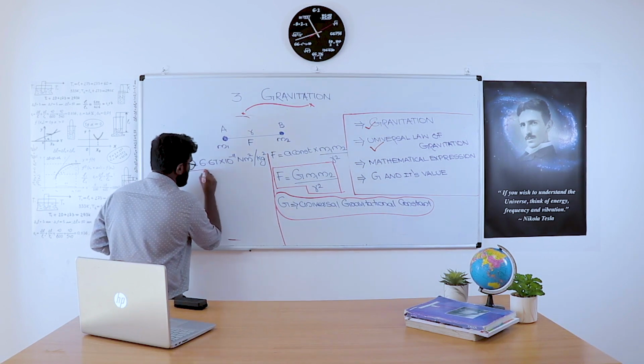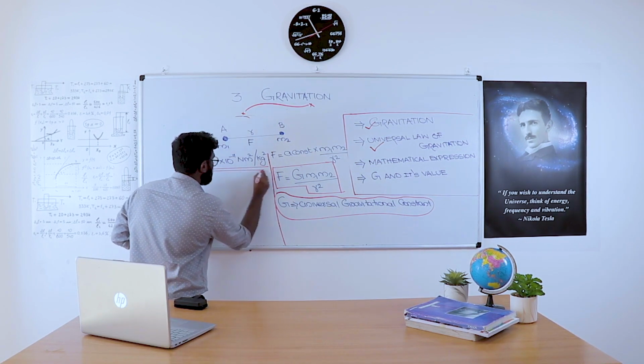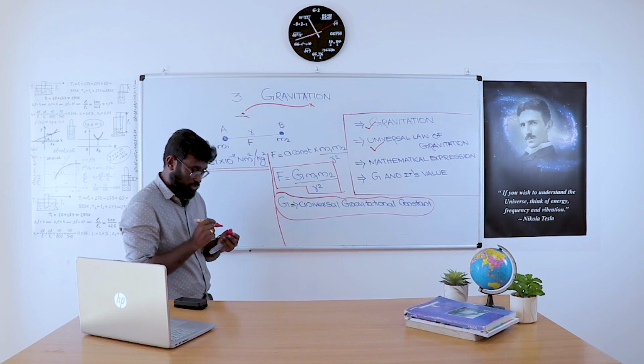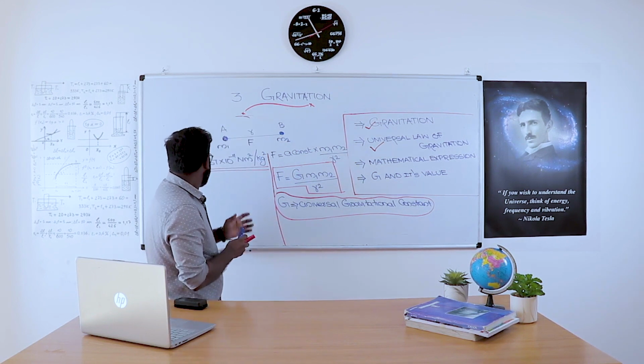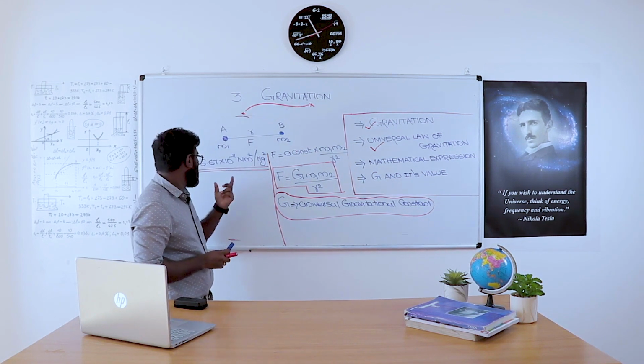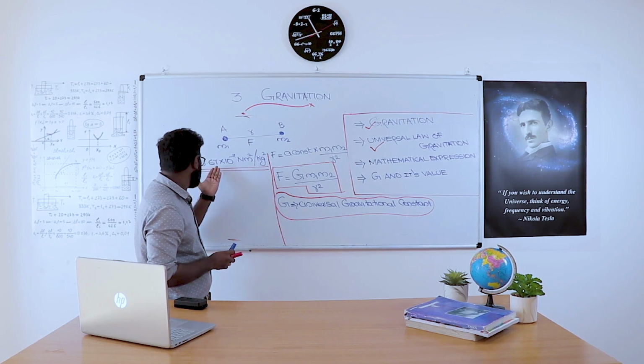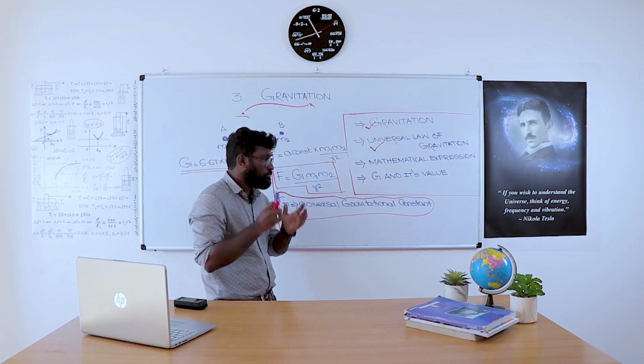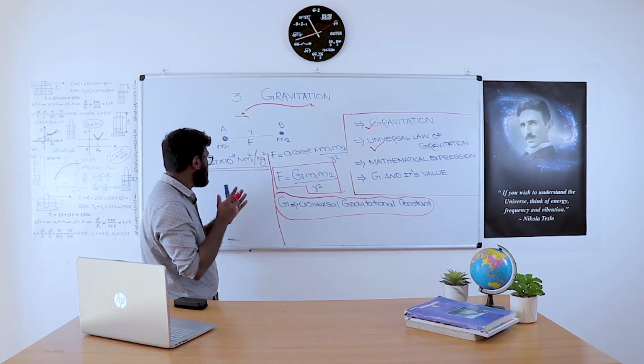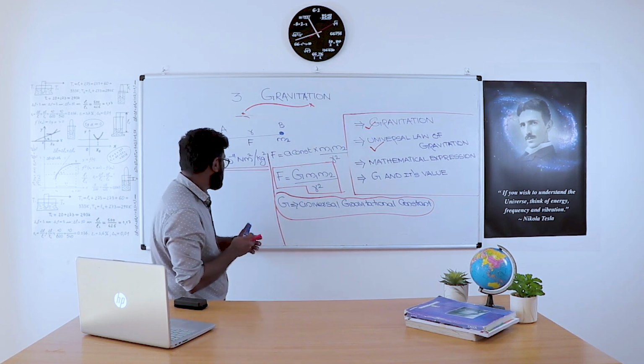into 10 raised to minus 11 Newton meter square per kilogram square. For finding out some problems, we need this value. We want to learn this value by heart. G is equal to 6.67 into 10 raised to minus 11 Newton meter square per kilogram square.